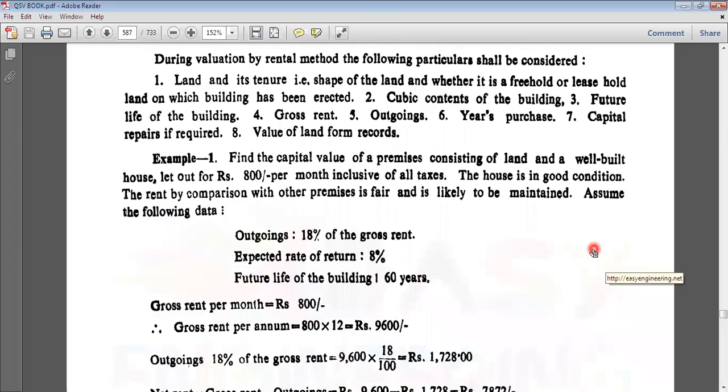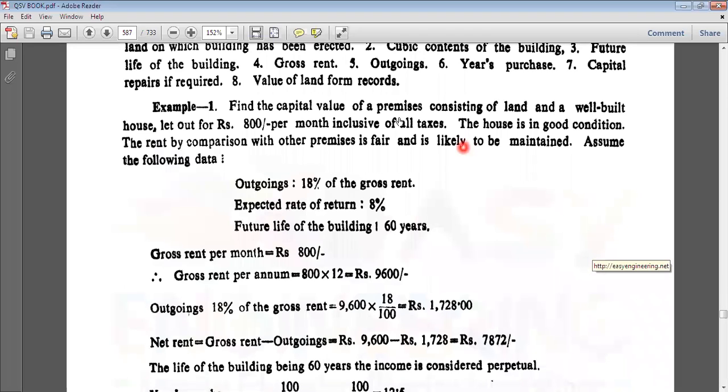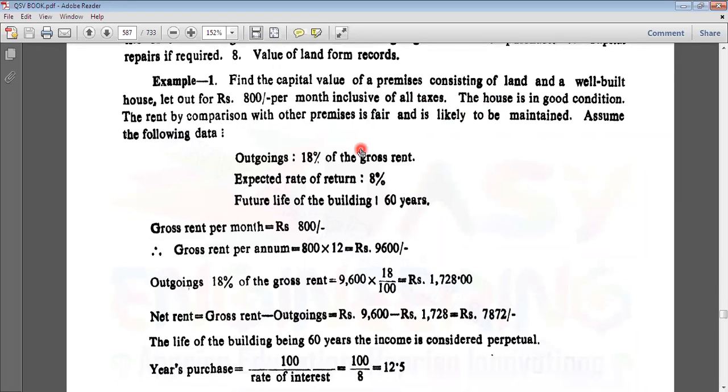For the first example, we will discuss a small example of the rental method. Find the capitalized value of a premises consisting of a land and a well-built house let out for rupees 800 per month inclusive of all taxes. The house is in good condition. The rent comparison with other premises is fair. Assume the following data. We have to find the capitalized value, that means we have to do its valuation, and it has been let out for rupees 800 per month.